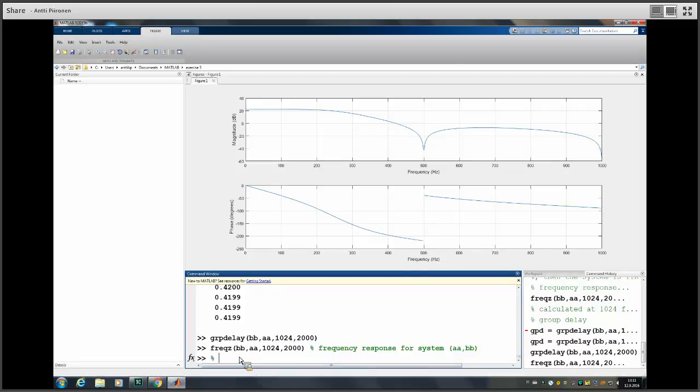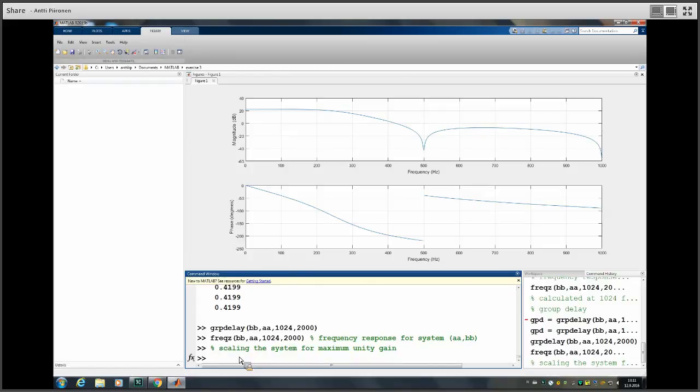Next step, how to scale the filter. Brute force approach. I love brute force. Well, I'm Tyrannosaurus Rex. Brute force approach. So, scaling the system for maximum unity gain. So maximum will be unity. First we need to calculate what is the maximum of that amplitude response.